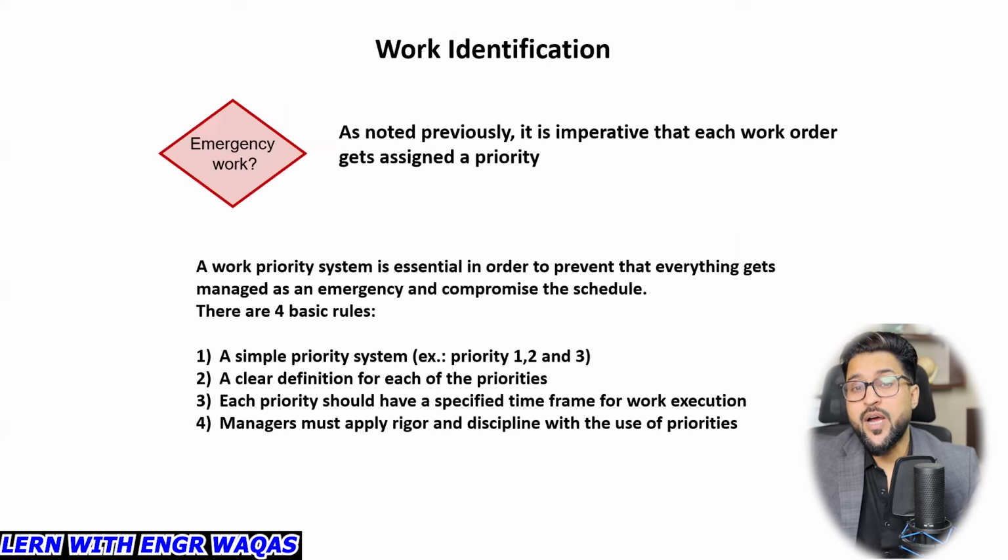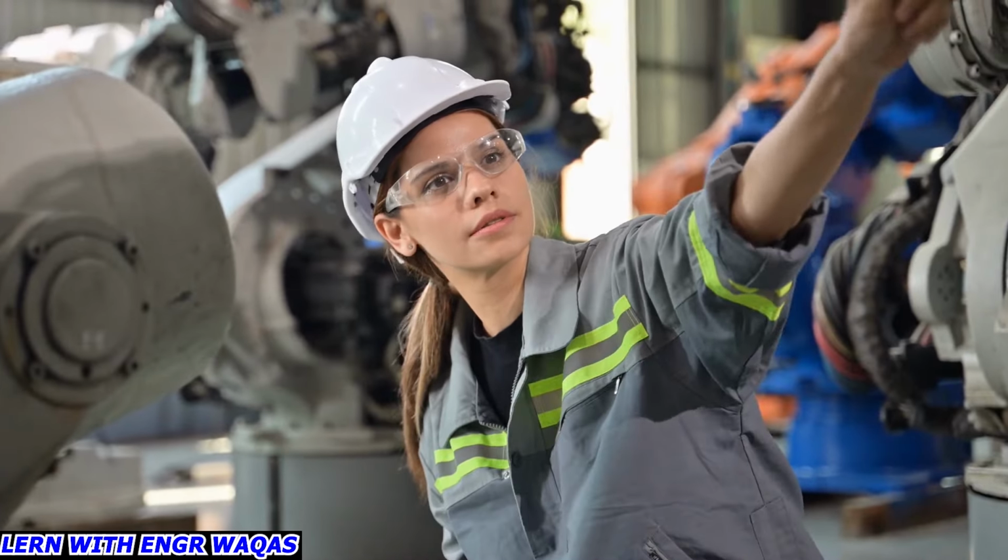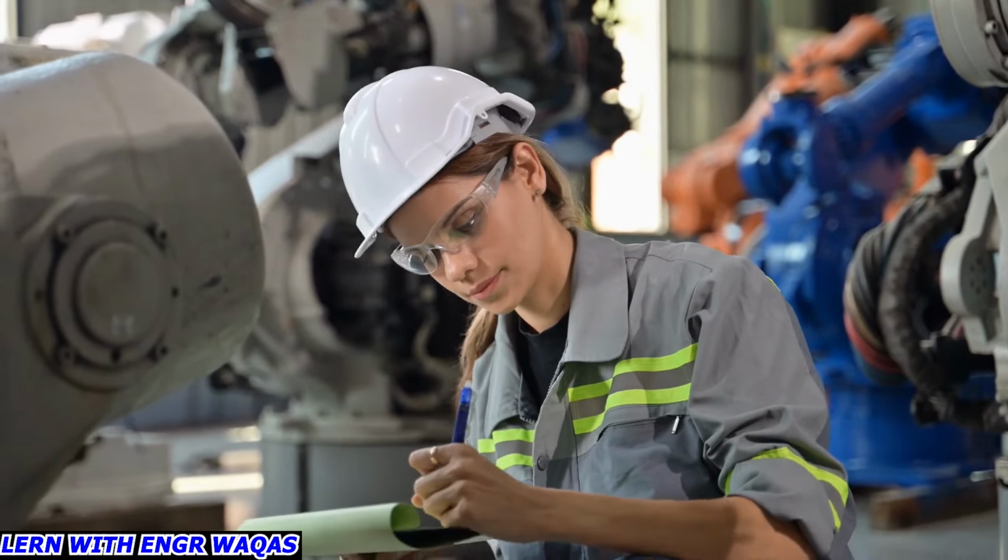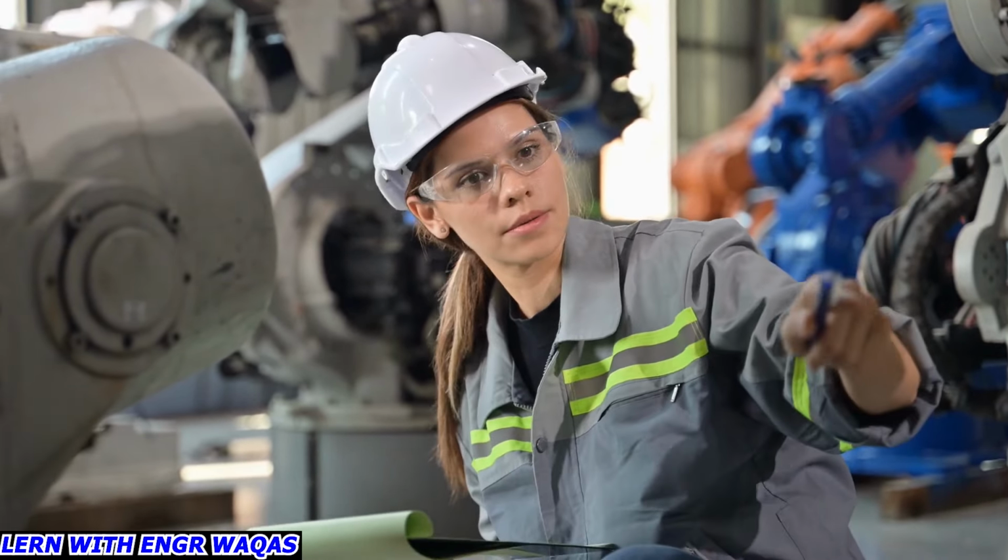And then work identification is very important. As noted previously, it is imperative that each work order get assigned a priority. Yes, because some are very emergency oriented, some kinds of tasks can be postponed and can be part of scheduled maintenance later on, as part of our schedule management. So there is a priority based system. We are going to number every identified work with a priority, like 1, 2, 3, something like that.